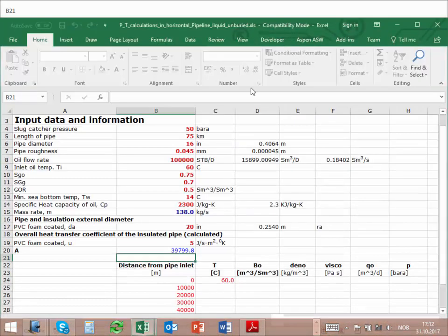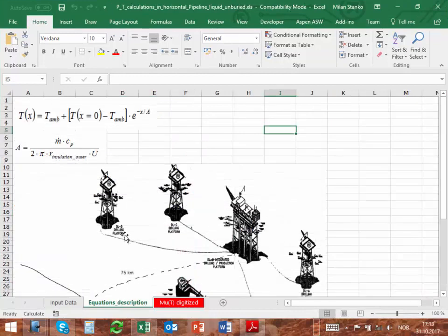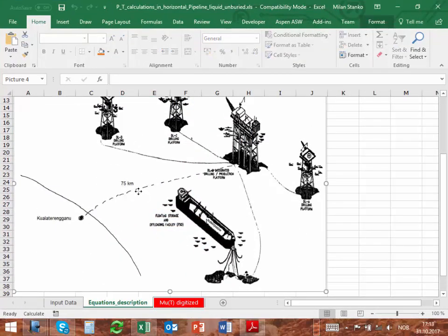Okay, even my own file is suspicious of me. And we have the field, actually, this is data from a real field. I think this field is called Dulang. It's in the South China Sea. I think it's producing to Malaysia. It's the Dulang field.